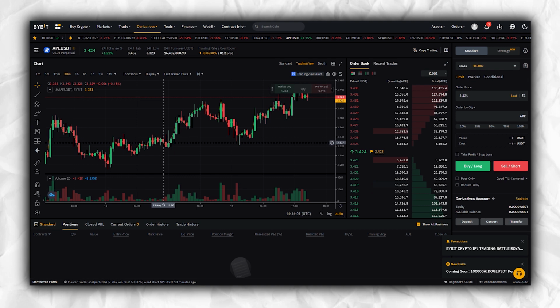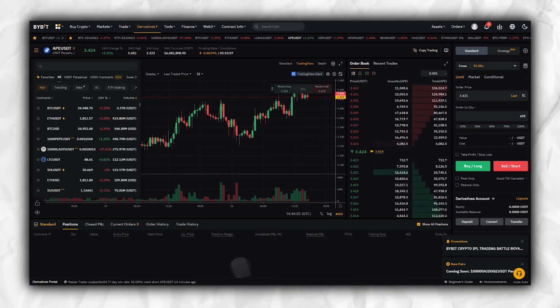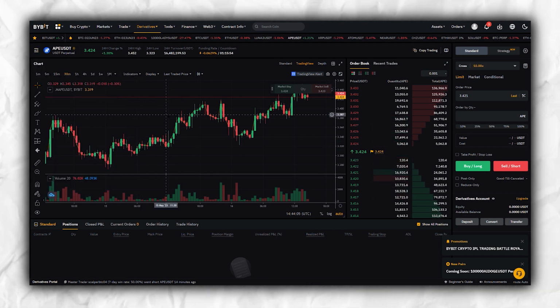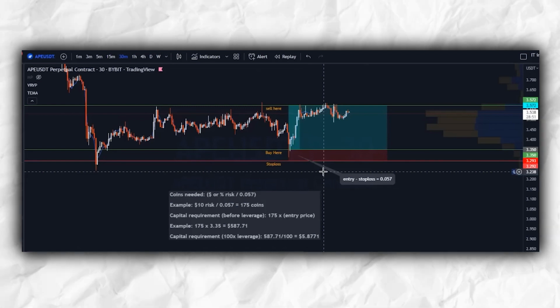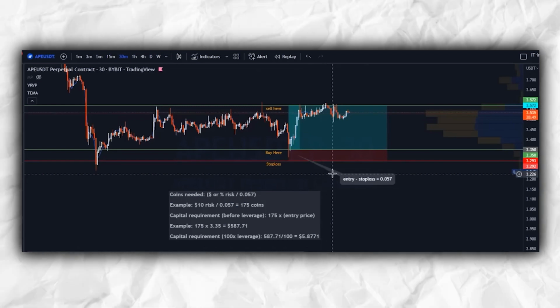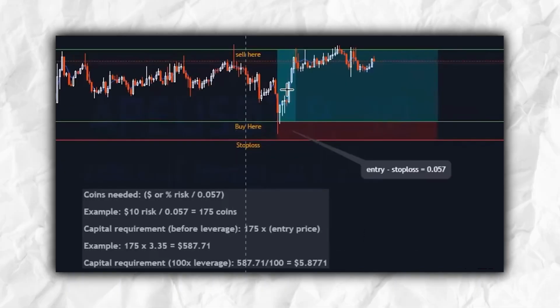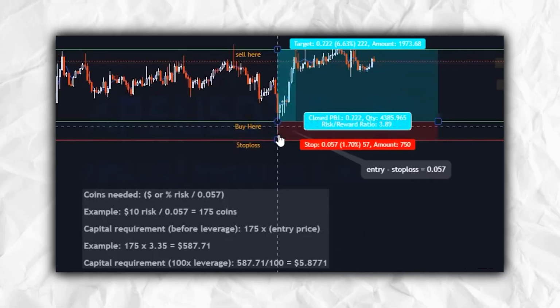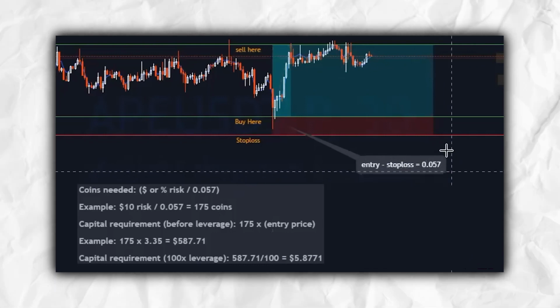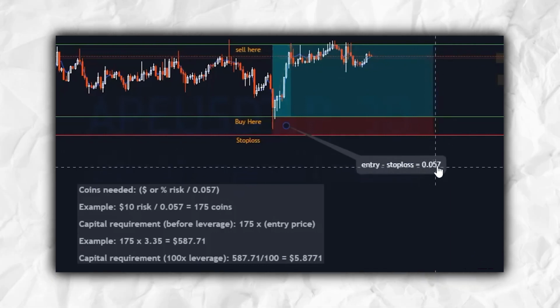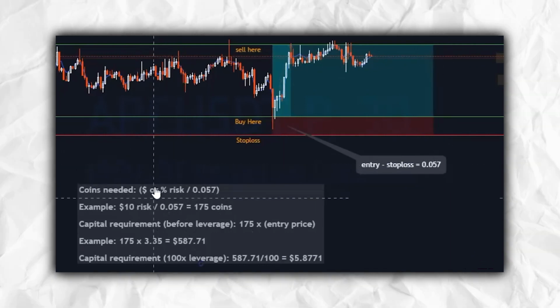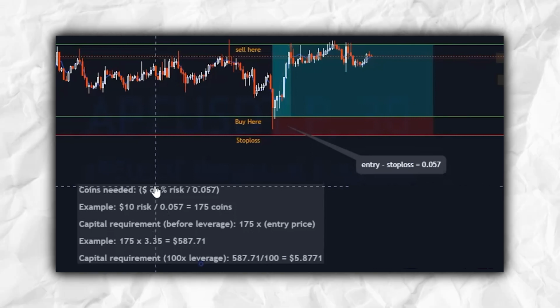Let's set aside trading systems for a moment and focus on buying ApeCoin at a particular level. We want to set our stop loss at a lower level, which means that we will sell our position if the price drops further. We also want to take profits at a particular level. We can find the difference between these values, which is 0.057 in this case. Next, we need to determine how many tokens to buy to only risk $10 per trade.